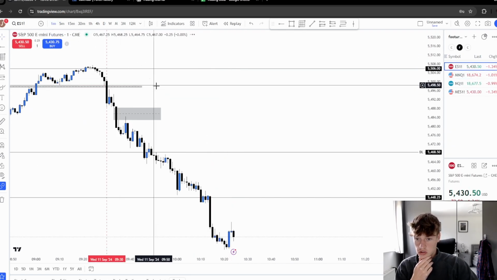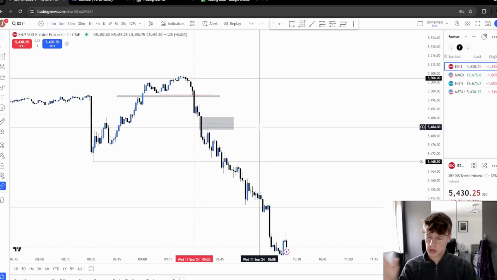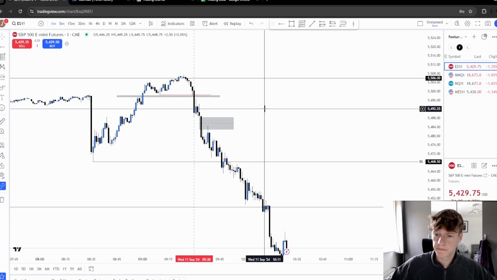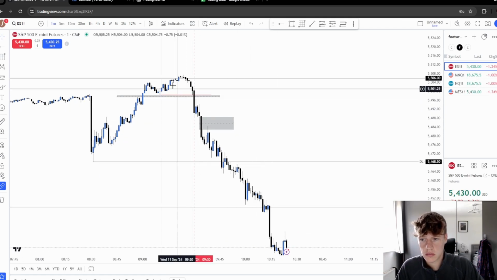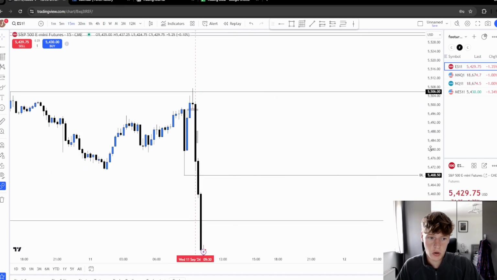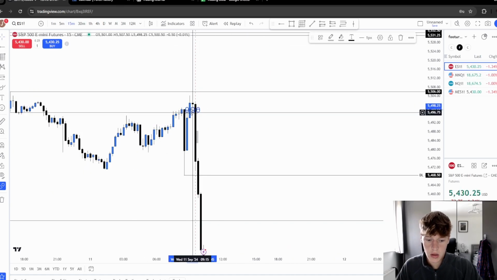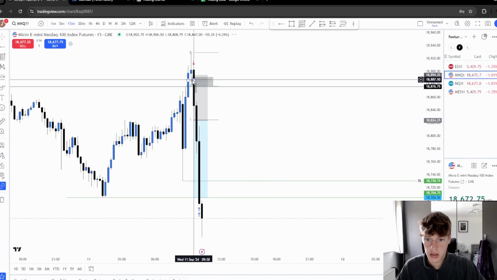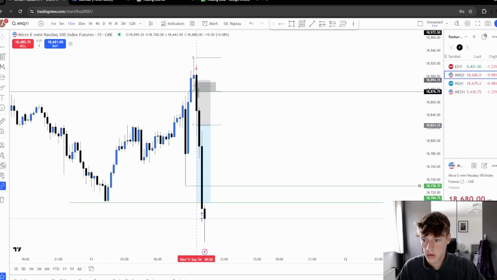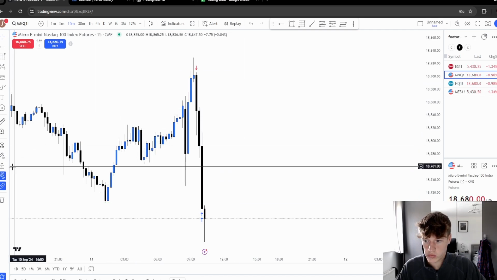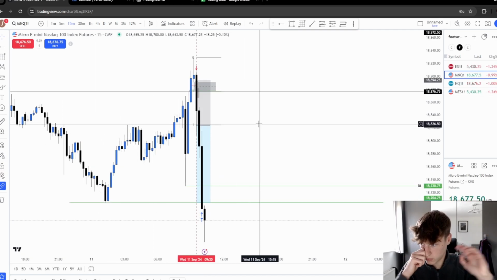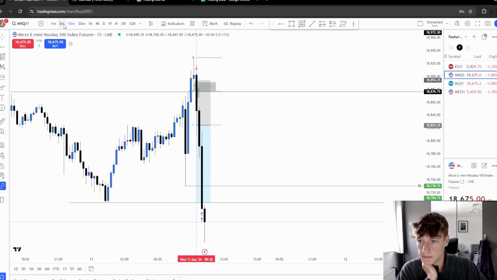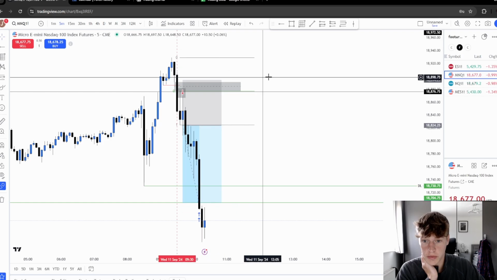And there was nothing on ES. We had this 15-minute imbalance that I was talking about did get made, and we just ripped right through it straight away. Same on NQ. We did make it there, ripped right through it. So that's whatever. And then we had a 5-minute breaker structure on both. I'm like, cool.